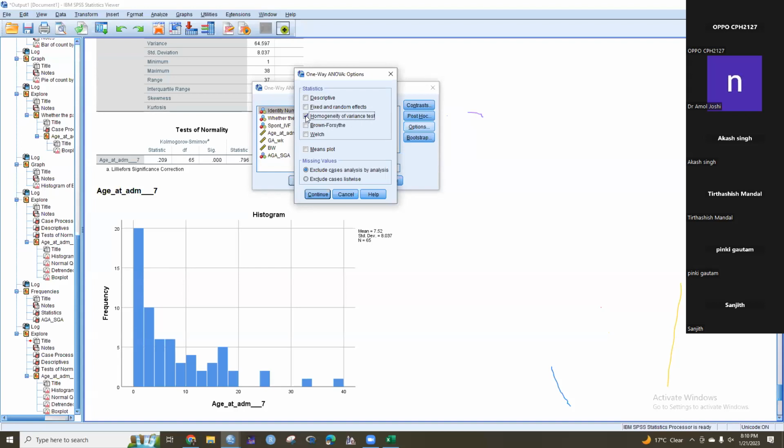I was just remembering whether it can be done directly in SPSS or not. Directly also we can do it with the F test, the variance test. But by ANOVA also we can do this one.